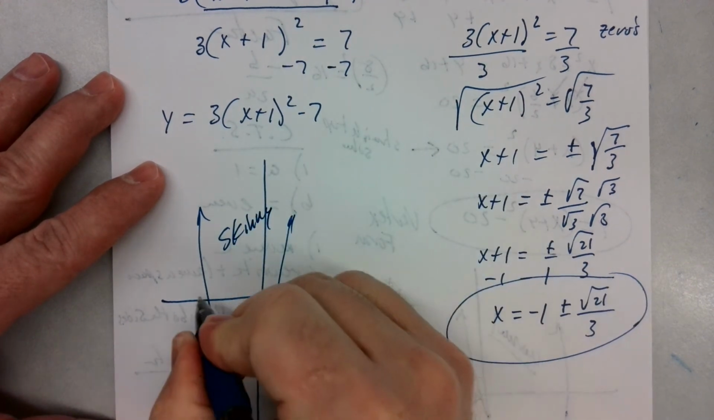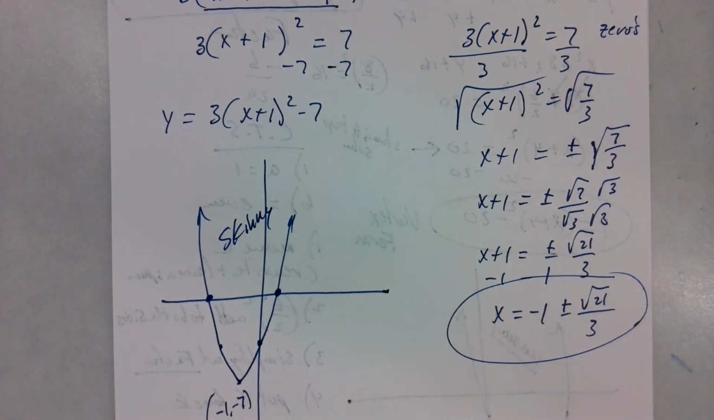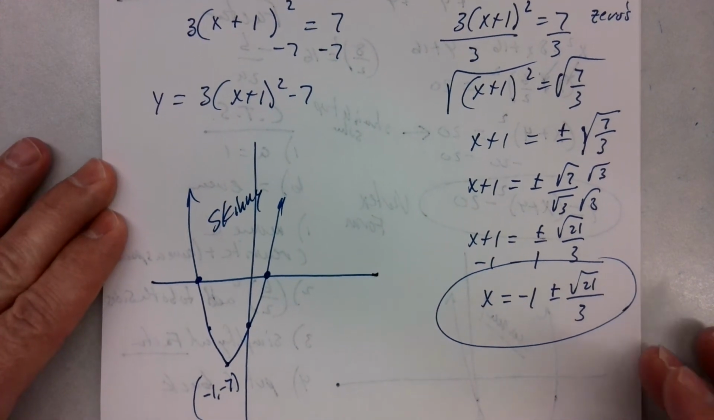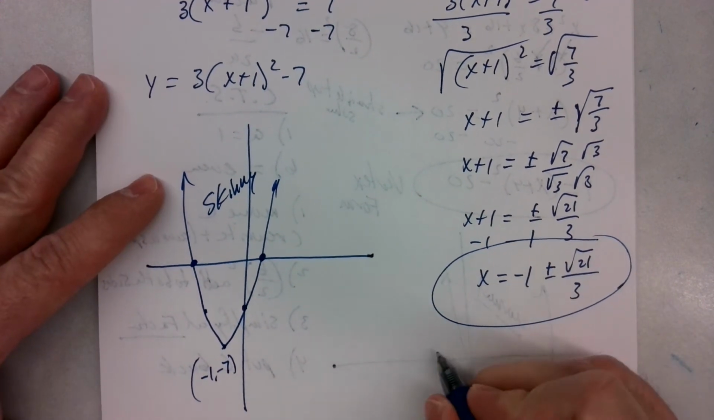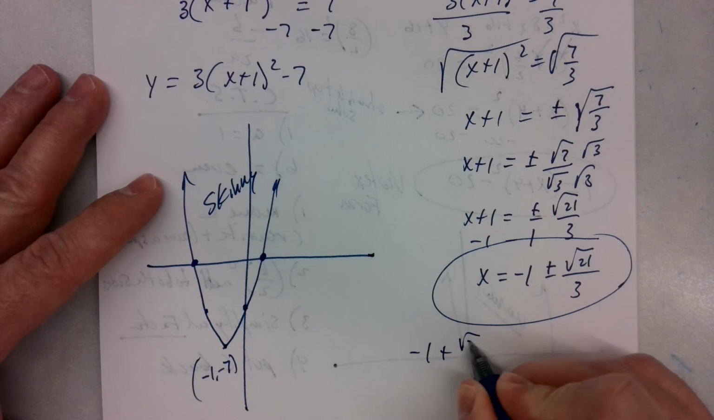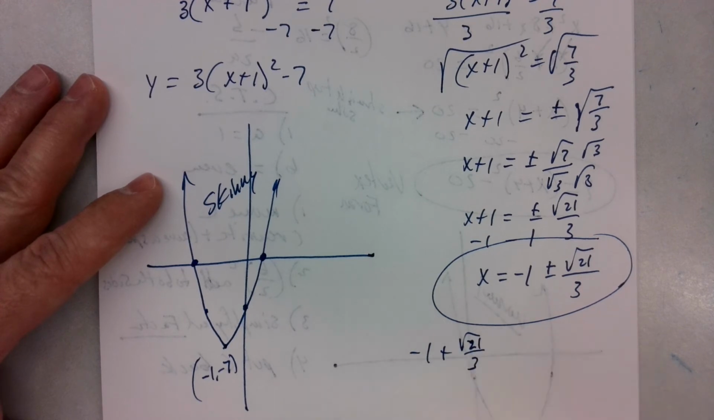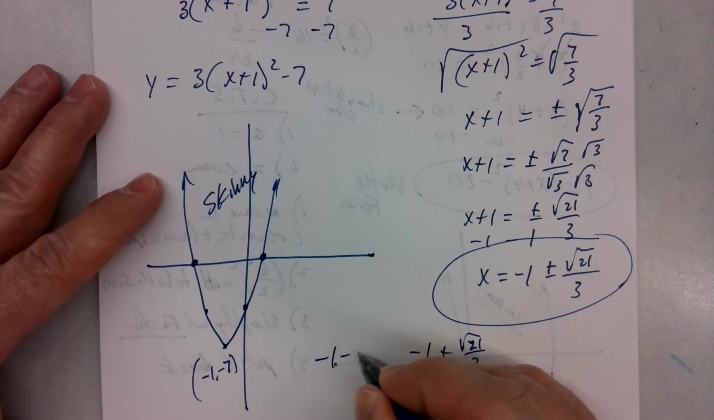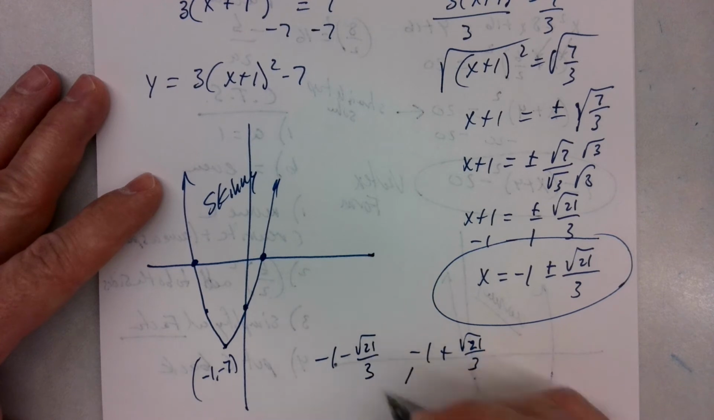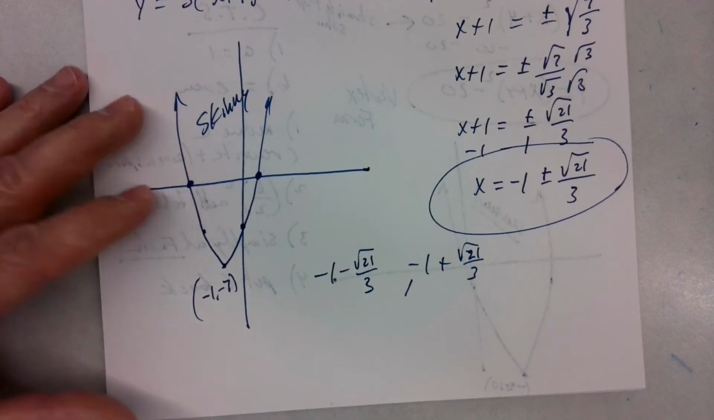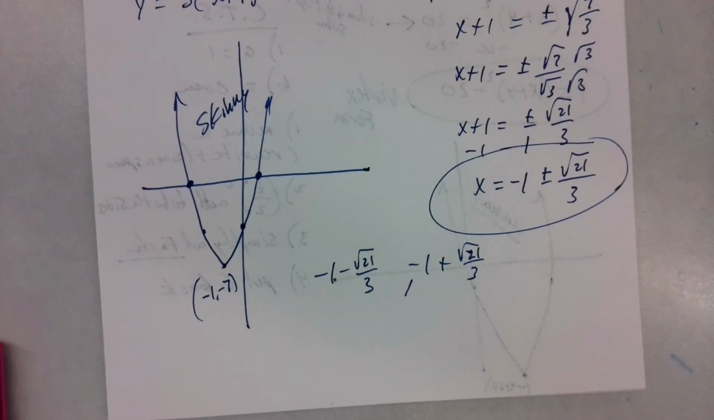Now, if I wanted those intercepts, I would have to go and do this, because that's going to give me negative 1 plus the square root of 21 over 3, right? And negative 1 minus the square root of 21 over 3, isn't it? Which is going to give me two ugly decimals.